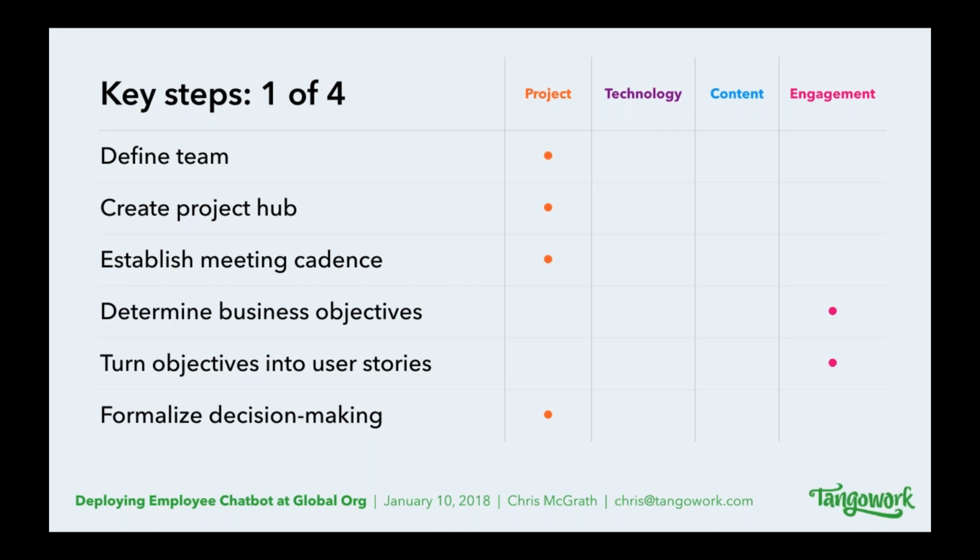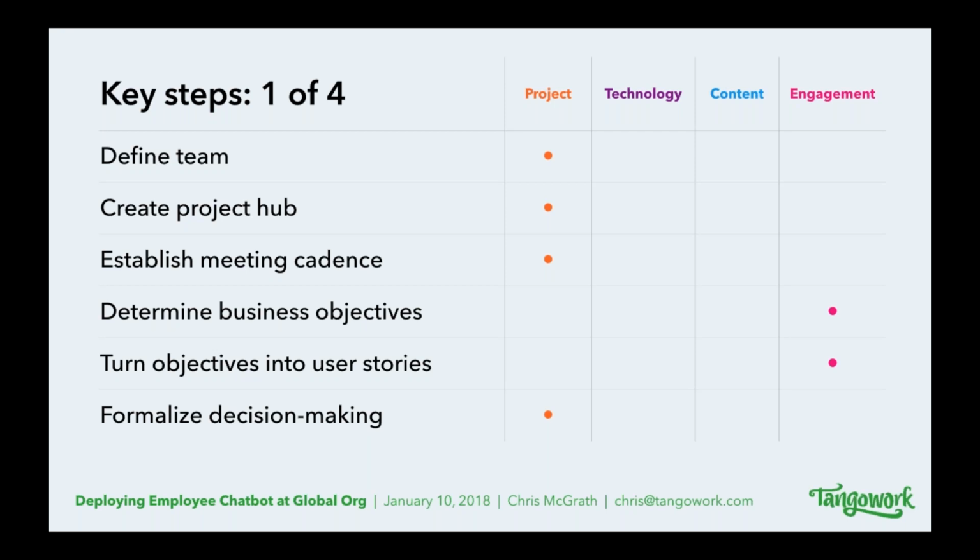First, you want to define the team that you're working with, make that clear. Next, you create a project hub, or somewhere where you can collaborate on the project. With Citadel, we did this with a Yammer group. Next, you want to establish your meeting cadence. I find that there's nothing like a weekly status meeting to make things move forward, and that's what we did with Citadel.